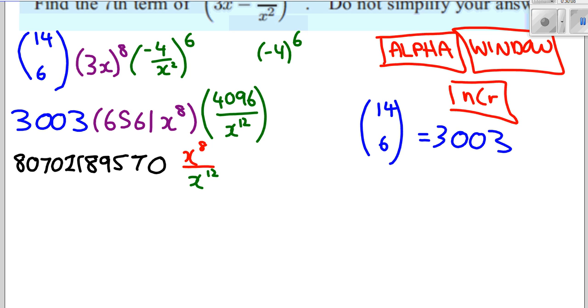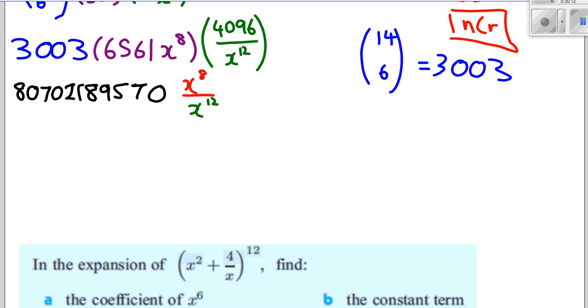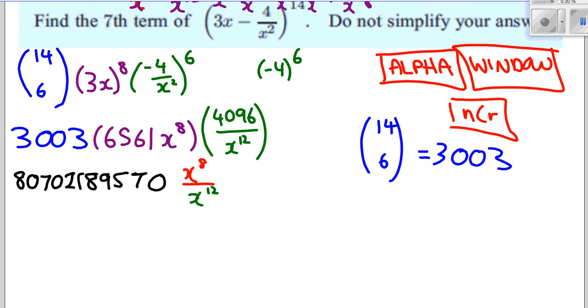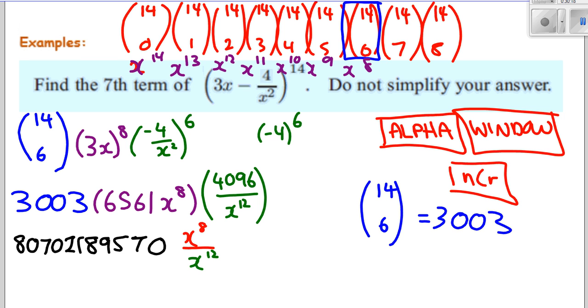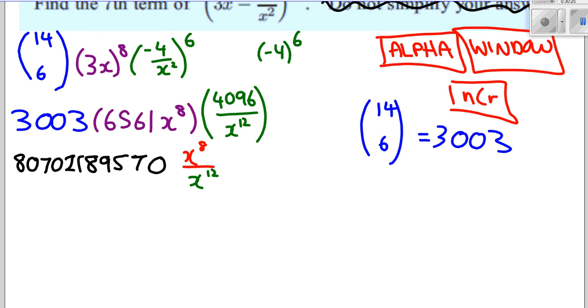Miss Maloney, which is the final answer? Like, which one's the non-simplified? Oh, the non-simplified answer is that. If you write that, you can cross that out. Sorry about that. The non-simplified was just the first line. I just went too far.